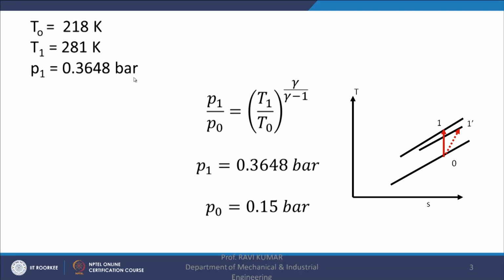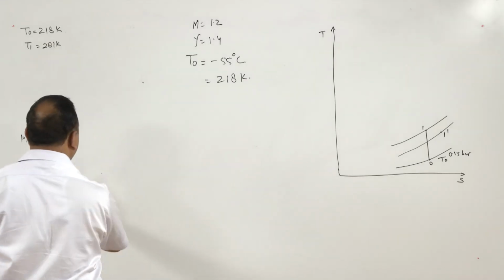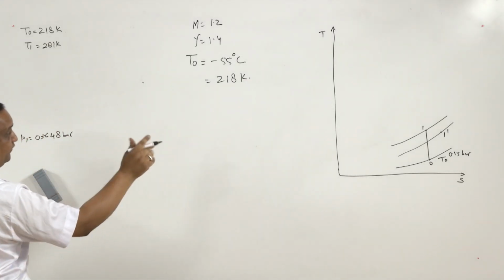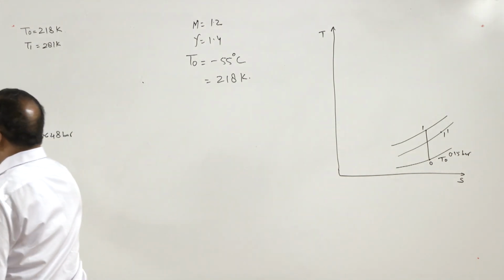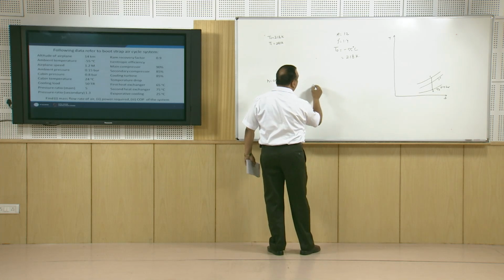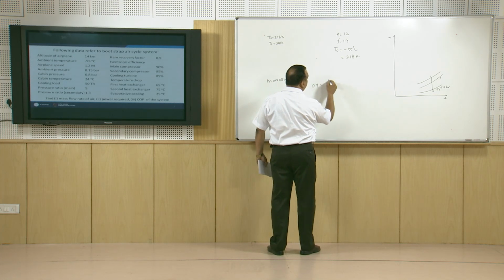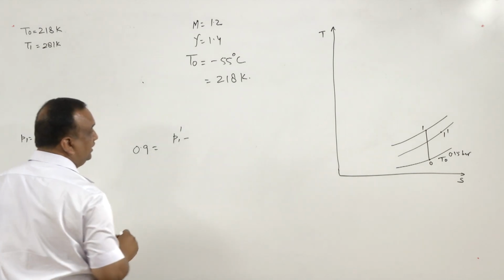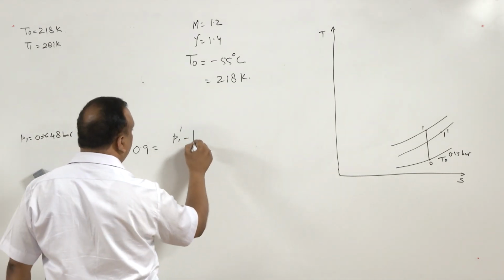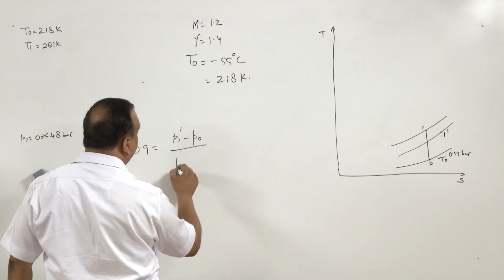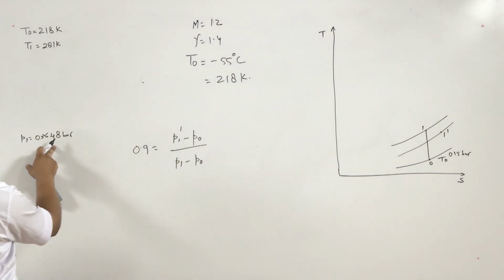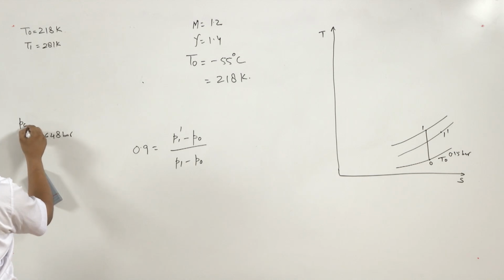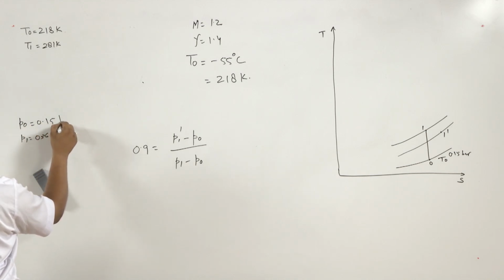Now, after getting the value of P1, we can easily find the value of P1 dash, because the RAM recovery factor is 0.9. So, 0.9 is equal to P1 dash minus PO divided by P1 minus PO. Now, we have the value of P1, we have the value of PO, PO is equal to 0.15 bar.